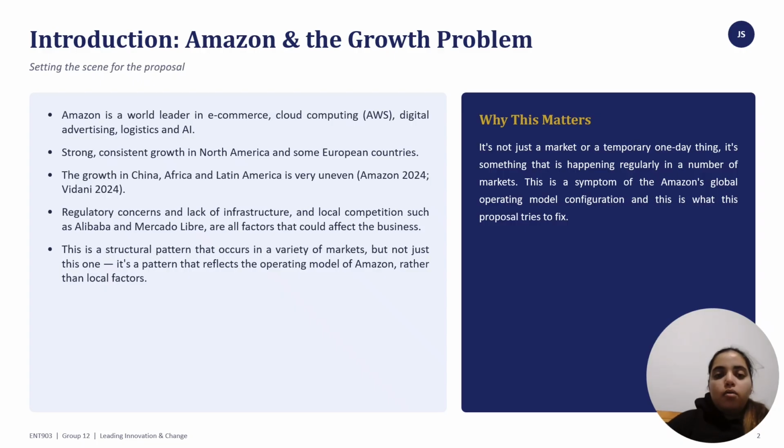So now I'll tell you about Amazon and the growth problem. Amazon is a global leader across e-commerce, cloud computing, advertising, logistics, and AI. Growth has been strong and consistent in North America and parts of Europe, but in China, Africa, and Latin America, growth is markedly inconsistent, held back by regulatory hurdles, weak infrastructure, cultural differences, and strong local competitors like Alibaba and others. What's important is that this isn't one underperforming market. It's the same pattern repeating across very different regions, which tells us the issue sits inside Amazon's operating model, not in local conditions alone. That's the problem this proposal is built to solve.